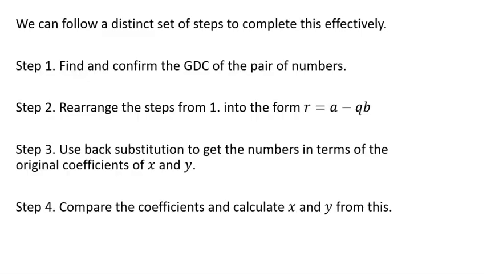Once we've done that for each line, we'll use back substitution with this remainder format to get the numbers in terms of the original coefficients of x and y, so the a and the b themselves. Then, once this is complete, we'll compare the coefficients and calculate x and y from this. It sounds like a complex set of steps, but if you follow them the way they're written and follow the theory behind them, it is fairly straightforward and easy to do. The best way to demonstrate it though is with an example.